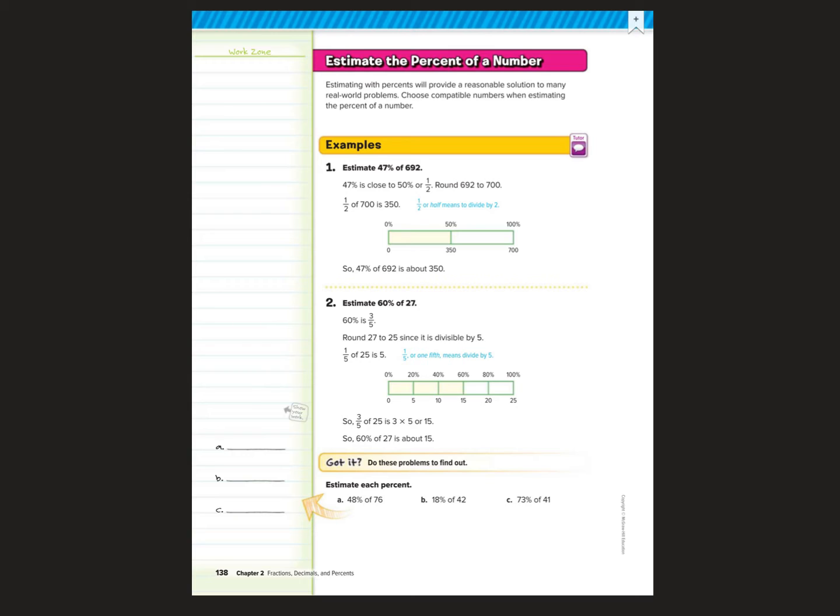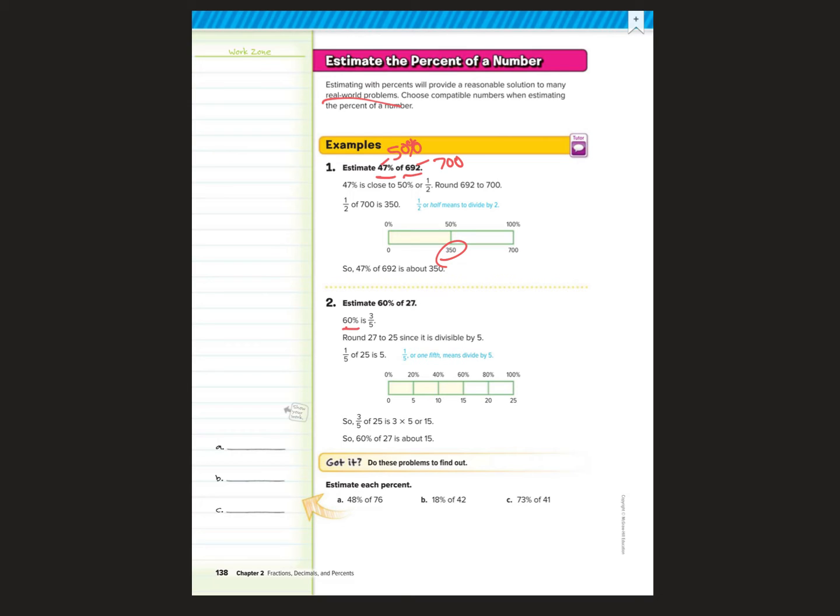Estimating with percents will provide a reasonable solution to many real-world problems. Like when you're going shopping and there's a sale, you're going to be able to figure out about how much your item will cost if you are able to estimate with percents. So here it says, let's estimate 47% of 692. Here's what I'm going to do. That's about 700. 47 is about 50%. So if I want to know what's about half of 700, it's about 350.